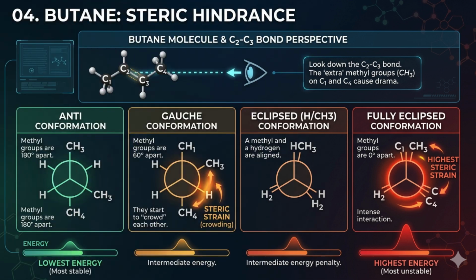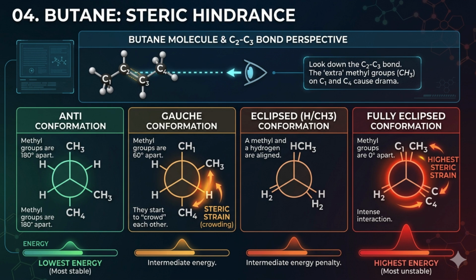Welcome to Module 4, Butane and the concept of steric hindrance. We are stepping up our complexity. Instead of ethane's 2 carbons, butane has a chain of 4. Imagine positioning your viewpoint to look straight down the central axis, the bond between carbon 2 and carbon 3. As the text warns us, the extra bulky methyl groups on the ends of the chain, carbon 1 and carbon 4, are about to cause some structural drama.